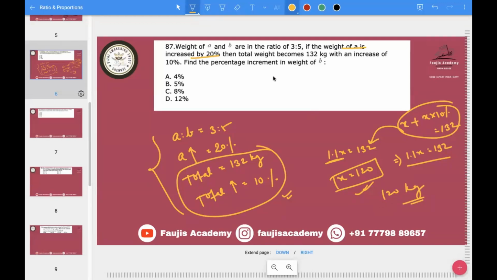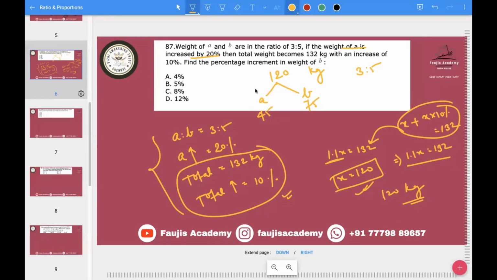Now, if the total weight was 120 kg and their weights were initially in the ratio of 3:5, how much was the weight of A and B? Tell me directly. 45, and how much is that? 75. Yes, sir. 75. Please tell me if I make any calculation error.